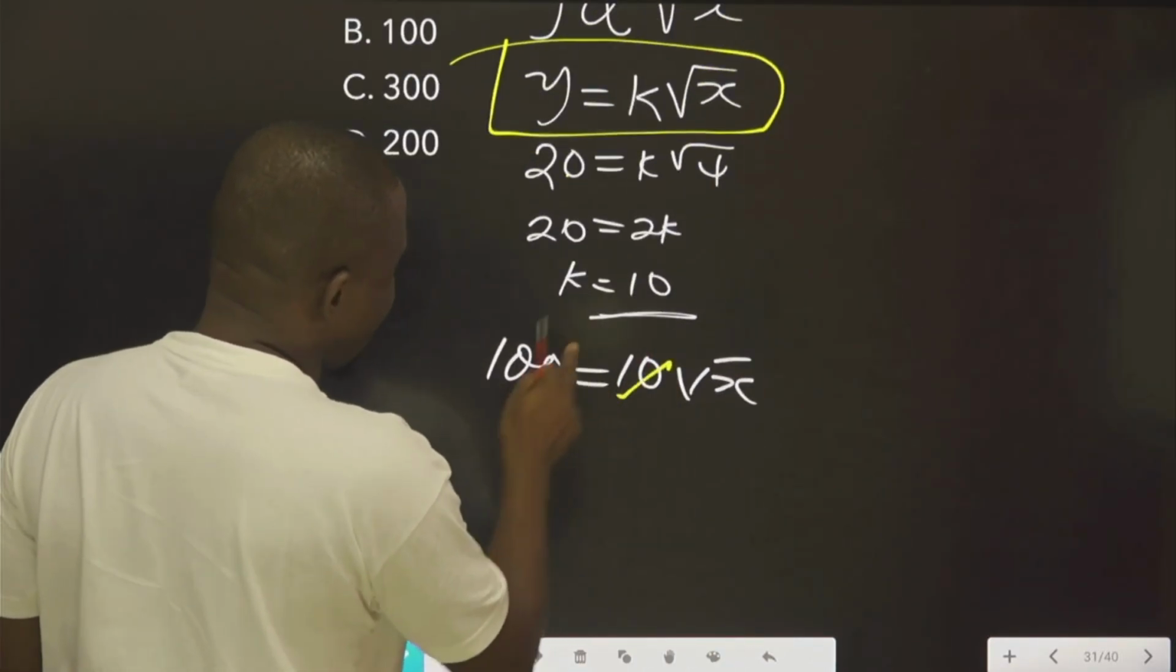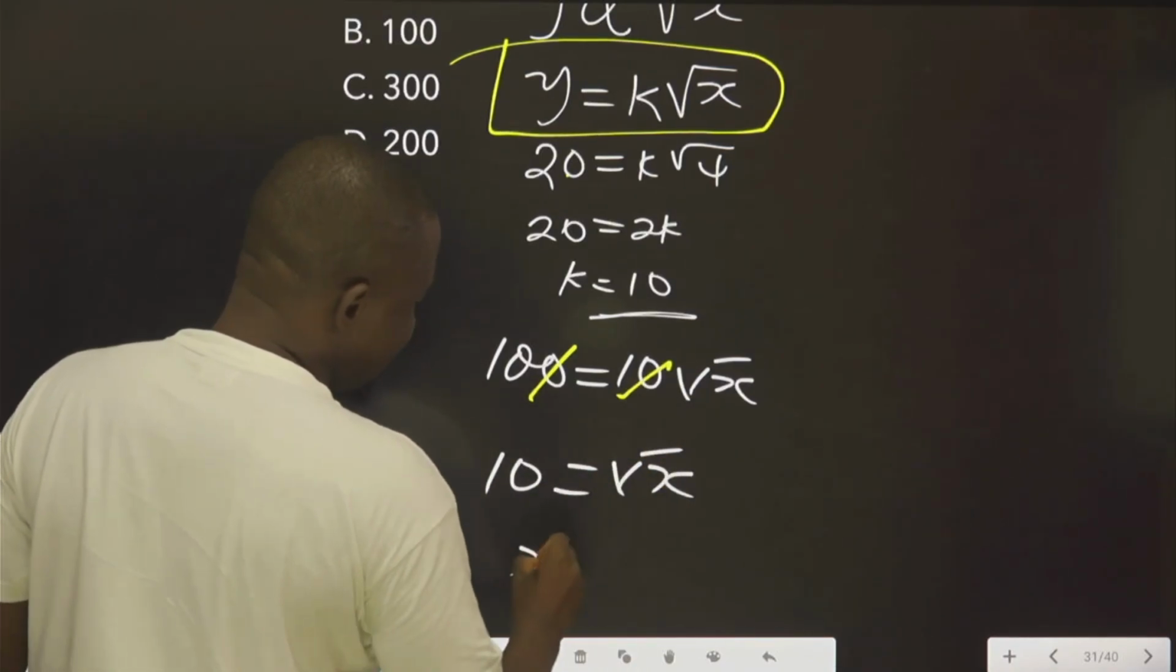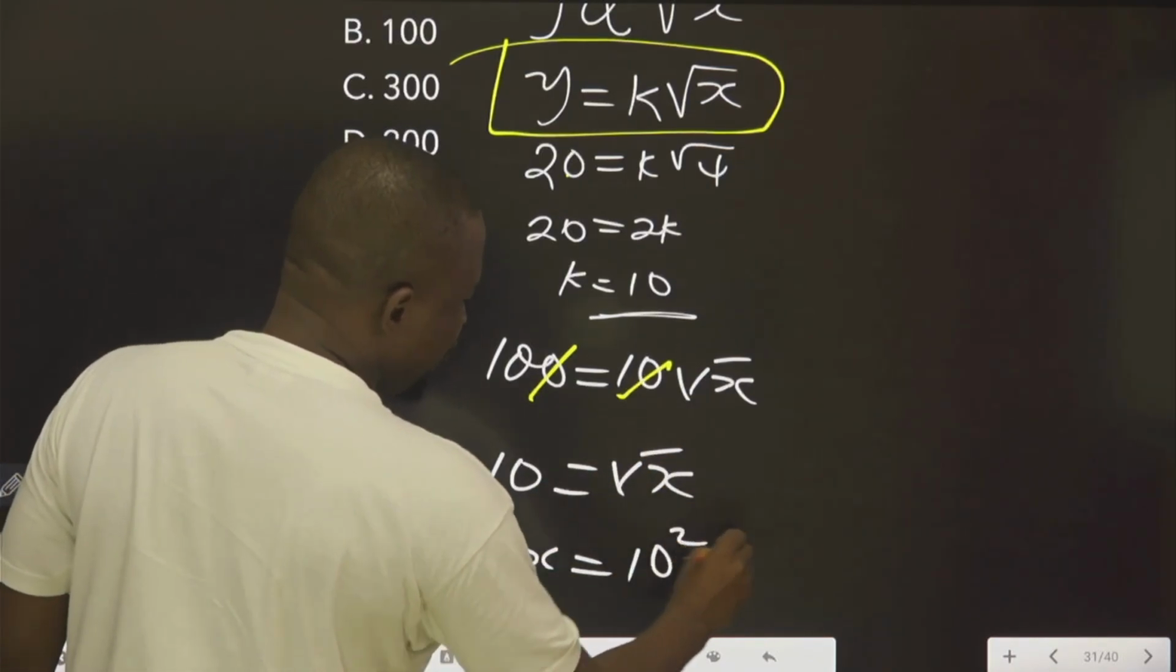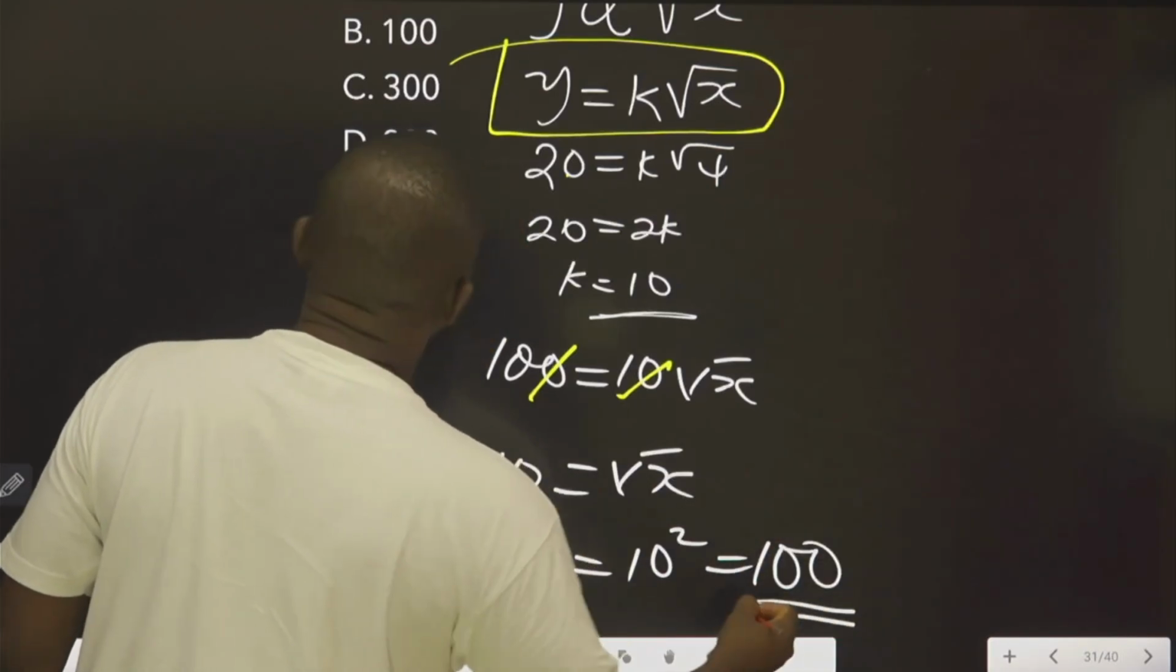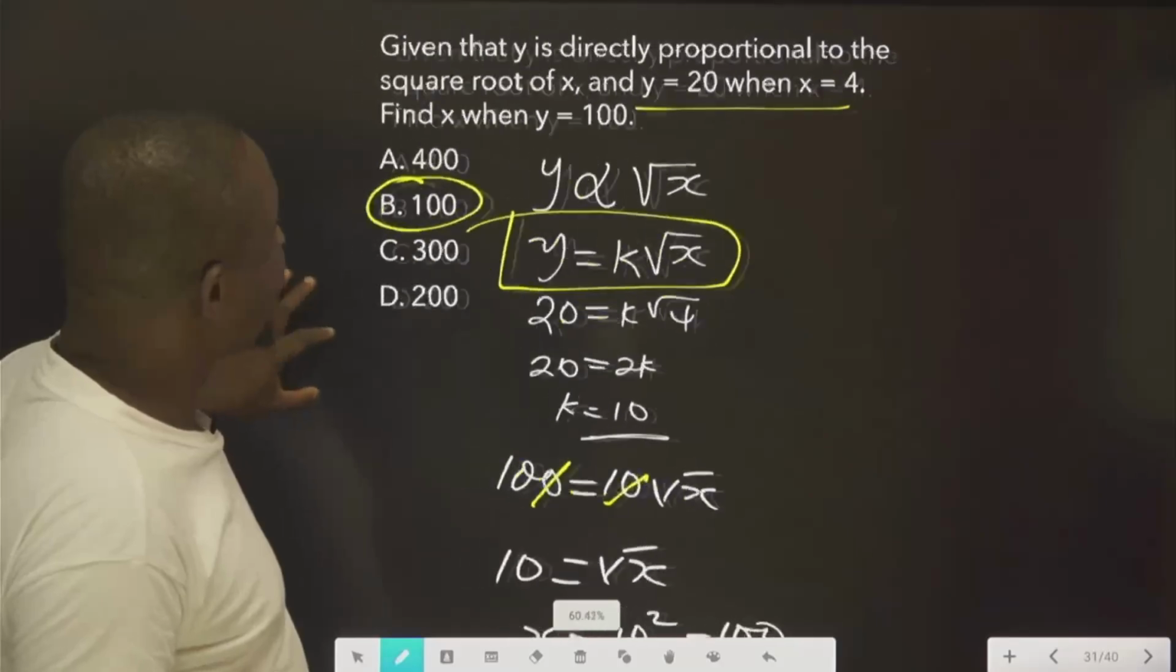So this, we cancel this to have 10 equals to square root of s. S, therefore, is the square of this, which is 400. It means our answer here is B. Okay? Let's look at this question.